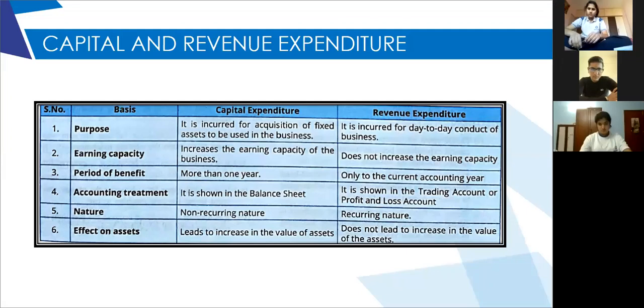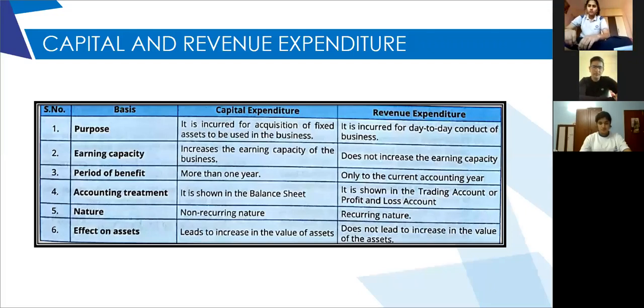What about the nature? Capital expenditure is always non-recurring. What is the meaning of non-recurring? Which is not repeated again and again. Yes. And revenue is always recurring. Capital expenditure always leads to an increase in the value of the asset, because whenever I'm purchasing a new asset, my value of the asset is going up. In revenue expenditure, it does not increase the value of the asset.